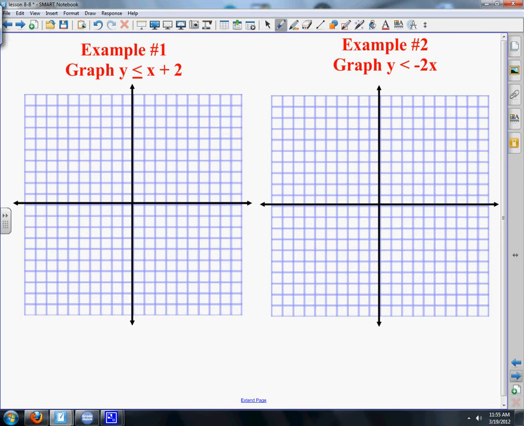So the first example here, we have the inequality y is less than or equal to x plus 2. To graph this inequality, we first need to graph the y-intercept, which is 2, and then the slope is 1, so we move up 1, right 1, up 1, right 1, up 1, right 1, or we could go down 1, left 1, down 1, left 1, down 1, left 1. And then we're going to connect that together with a solid line because it has the equal to sign on it.